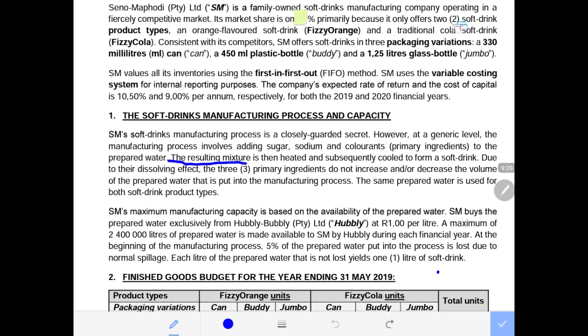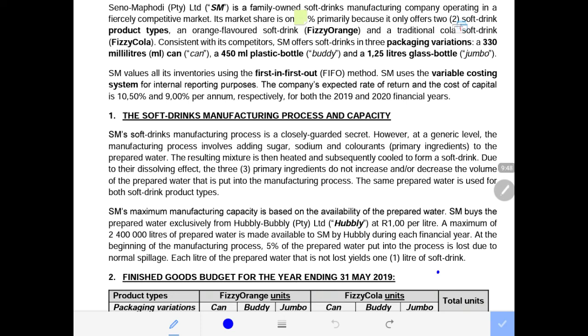The resulting mixture, and whenever there's a mixture, you can get to what you call mix variance. I think I did that question partly in the Ratati company. Ratati, I think there was a mix variance, and also other questions that I dealt with on mix variance. The resulting mixture or blend is then heated and subsequently cooled to form a soft drink.